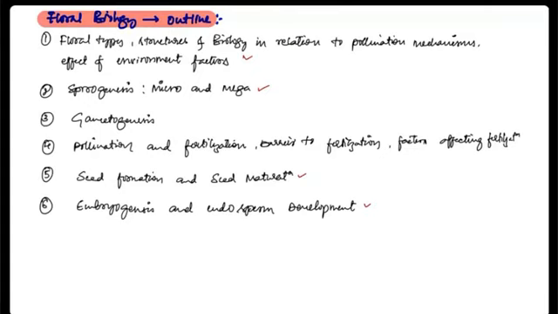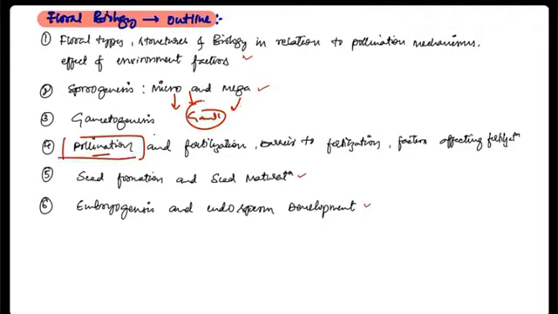This is the first topic, and secondly we are going to discuss sporogenesis, that is micro and megasporogenesis, and next to it gametogenesis. Then we are going to discuss pollination, since we'll be done with the gametes that will be formed by the micro and megasporogenesis. The next step is pollination.